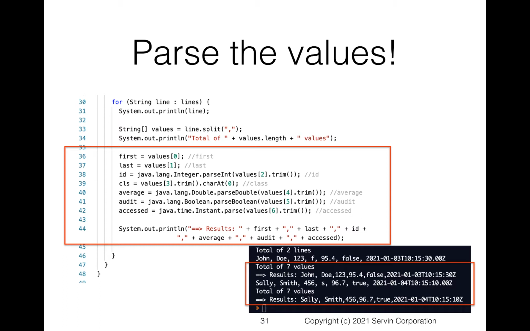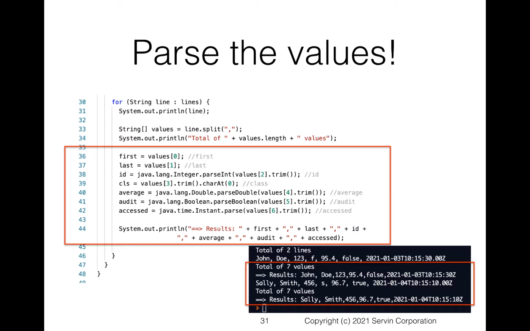At line 40, we do the java.lang.Double.parseDouble. So we're calling on this method to parse double. As before, we make sure we trim everything before we look at that. And in a similar manner, on line 41, we parse Boolean. So notice we're taking advantage of the Boolean class, parsing on that values of 5, trimming it to get, in this case, whether you're auditing it or not.